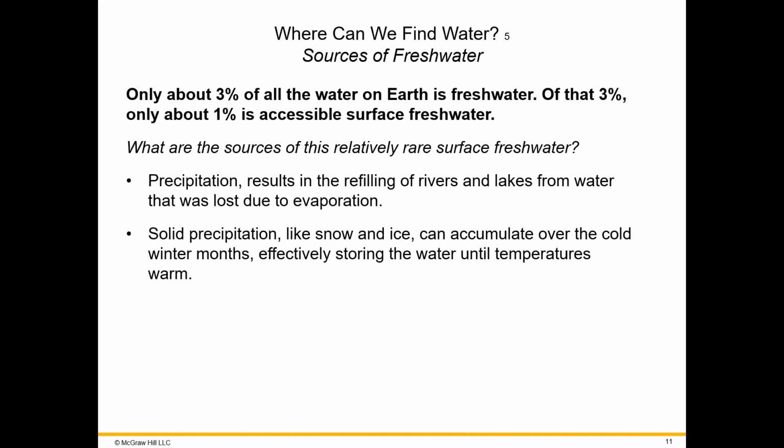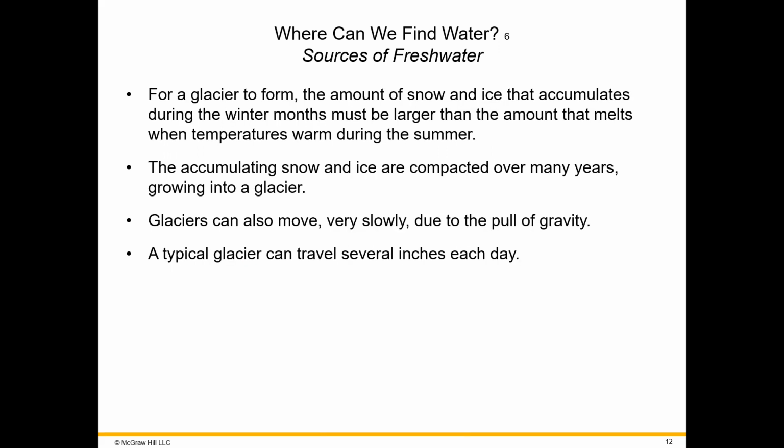And then solid precipitation like snow and ice can accumulate over the cold winter months, storing the water until temperatures warm in the form of glaciers, or even there is permafrost on the ground that collects. So you may have seen glaciers when you've traveled up north, and that is snow and ice that has been compacted over a lot of years, growing into large masses of ice and snow.